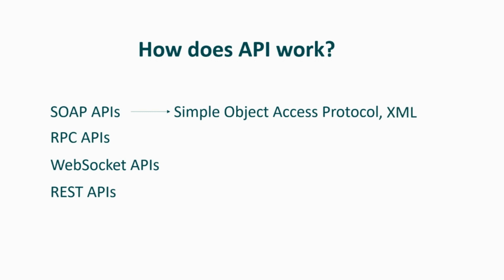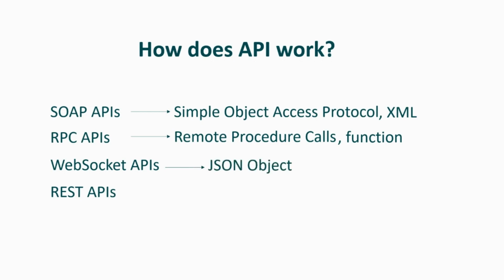The second is RPC API. These APIs are called Remote Procedure Calls. In this API, the client calls a function or a procedure on the server and the server sends the output back to the client. The third is WebSocket API. WebSocket API is one of the modern web APIs that uses JSON objects to pass data. A WebSocket API supports two-way communication between client and server. That means the server sends callback messages to connected clients, making it more efficient than REST APIs.